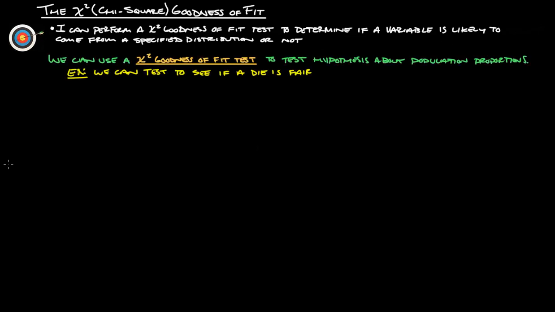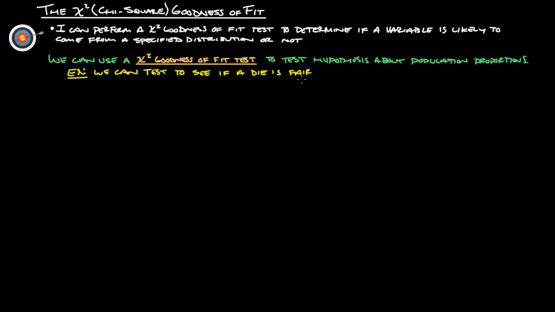Let's take a look. We can use what we call a chi-square goodness of fit test to test hypotheses about population proportions. For example, we can test to see if a die is fair. So, does it fit within what we would expect to happen? A die being fair means that if you rolled a six-sided die over and over again, about 1/6 of the time you should get each one of the numbers.